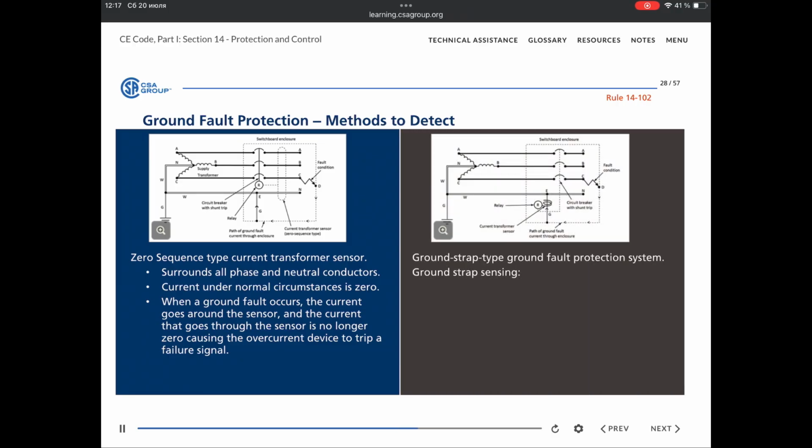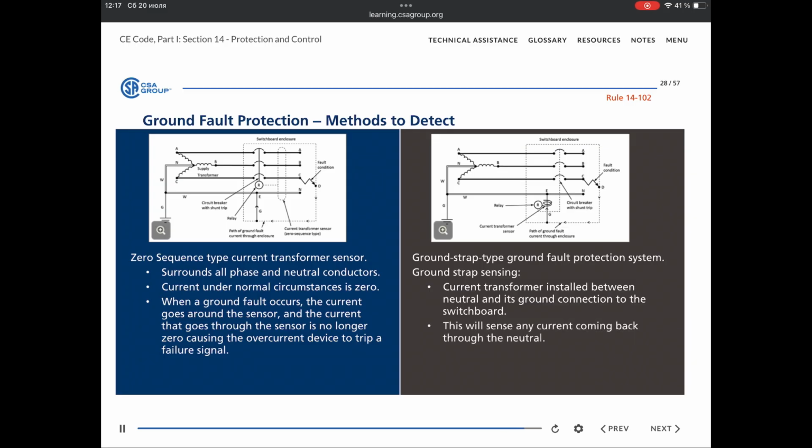The second type is ground strap sensing, described in Figure 14-10. The current transformer is installed between neutral and its ground connection to the switchboard. This will sense any current coming back through the neutral.